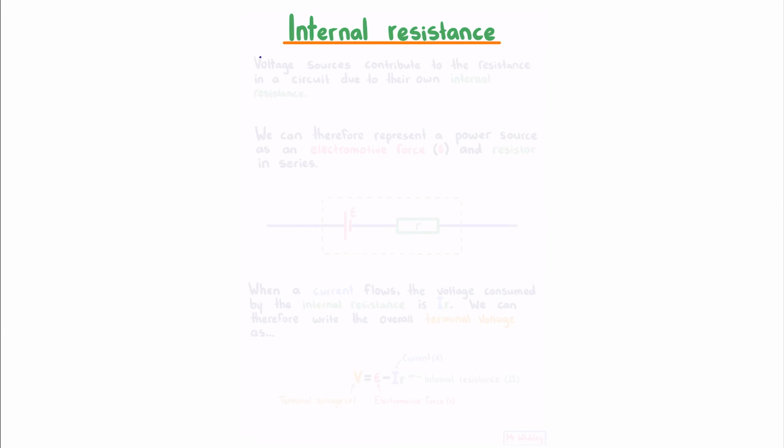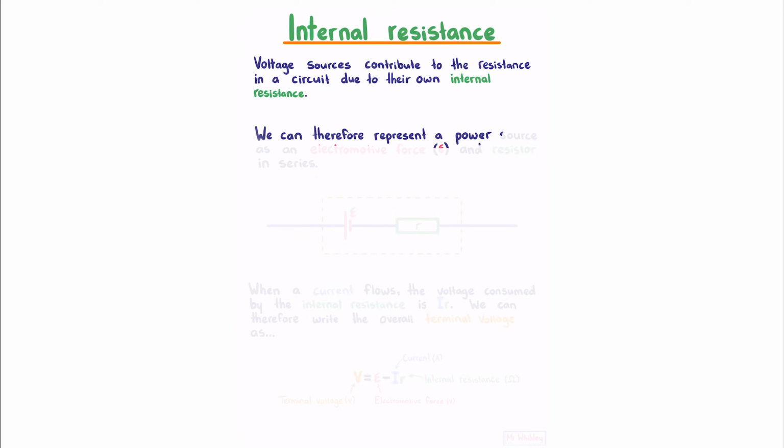Internal resistance. Voltage sources contribute to the resistance in a circuit due to their own internal resistance. We can therefore represent a power source as an electromotive force, symbolized by the Greek lowercase epsilon, and a resistor in series. So before, when we've looked at a power supply, we've just viewed it as a voltage source.